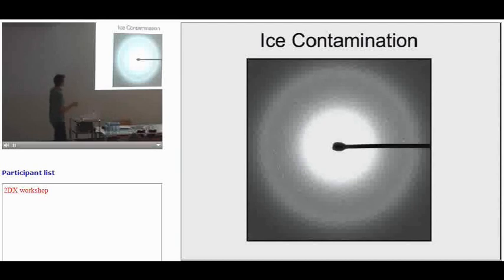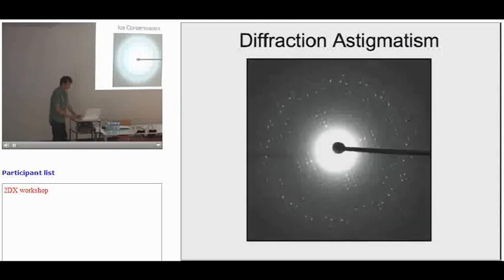And then the ring around the outside is usually caused by ice. This is at about 4 or 3 angstrom resolution. If you allow contamination to build up, you start to get this diffuse ring around the edge of your diffraction patterns, and this will cause your high resolution spots to be lost within there, and they're not recoverable. So this is something you also want to try to avoid.